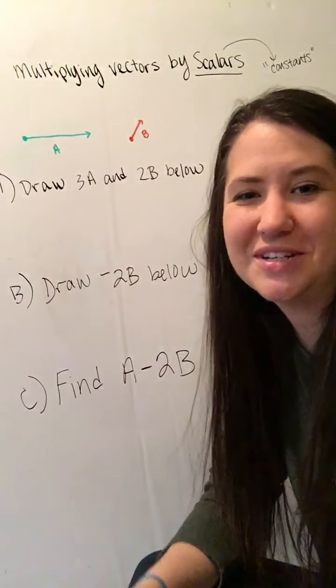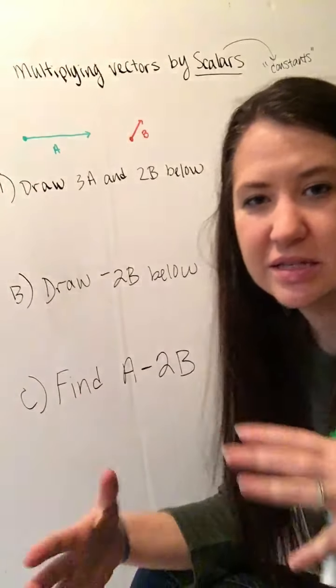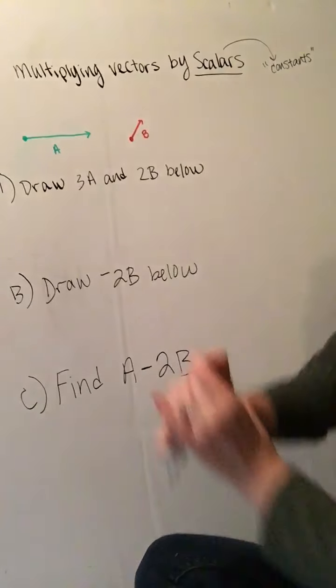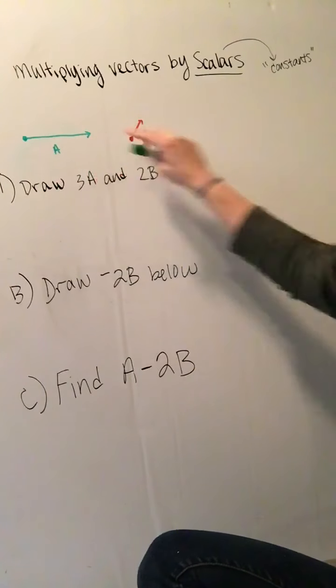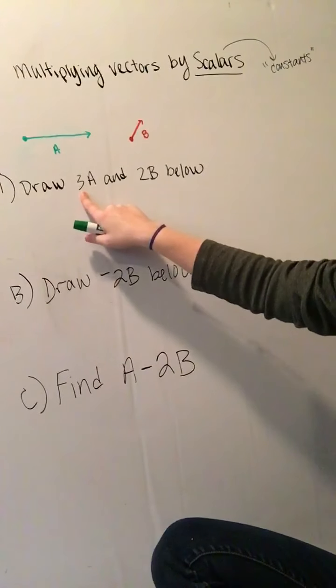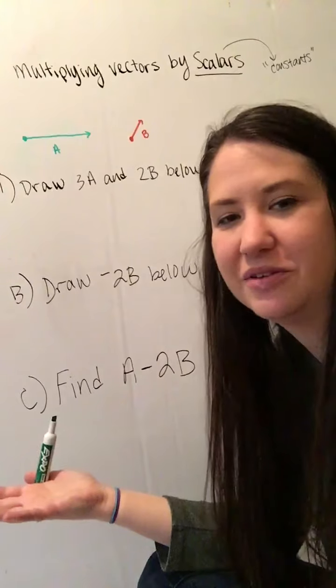Hello. In this video we're going to talk about multiplying vectors by scalars. A scalar is basically just a constant. So if we want to multiply a vector by a number, say we have vector A here again and vector B here, what would happen to vector A if we multiplied it by 3? What would you guess would happen to vector A if it was multiplied by 3?